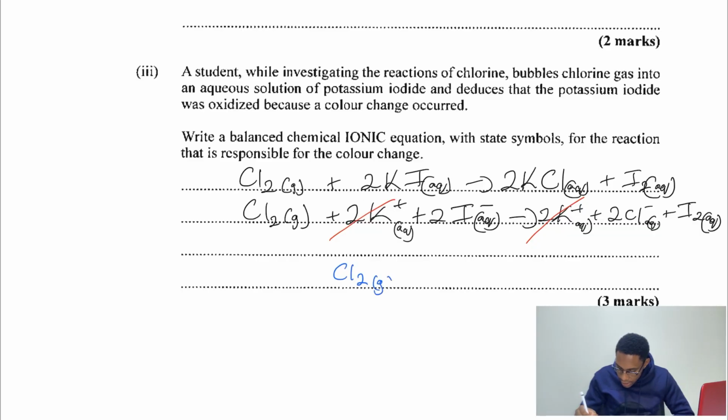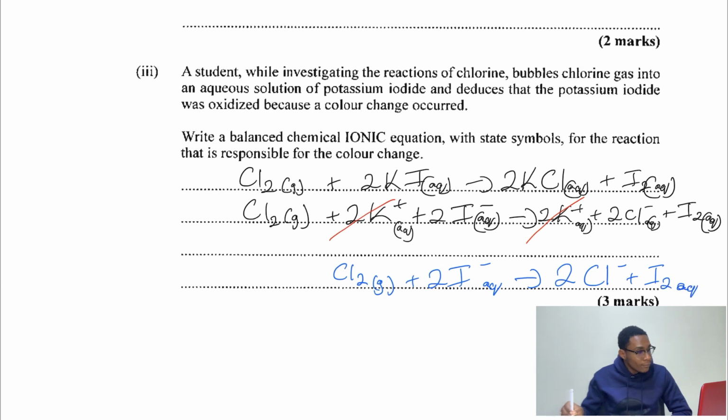So our answer here, or the ionic equation. We just pull everything together, and that will give us our answer. So we have the chlorine and we have the iodide ions. And that is what we get.